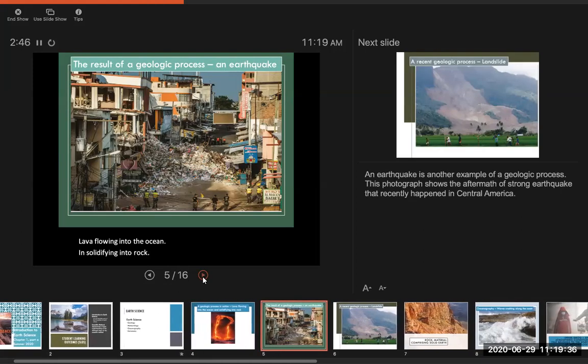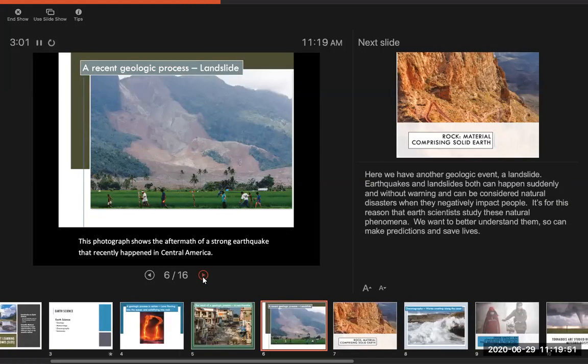An earthquake is another example of a geologic process. This photograph shows the aftermath of a strong earthquake that recently happened in Central America. Here we have a landslide. Landslides and earthquakes both can happen suddenly and without warning, and can be considered natural disasters when they negatively impact people. It's for this reason that earth scientists study these natural phenomena. We want to better understand them so we can make predictions and save lives.